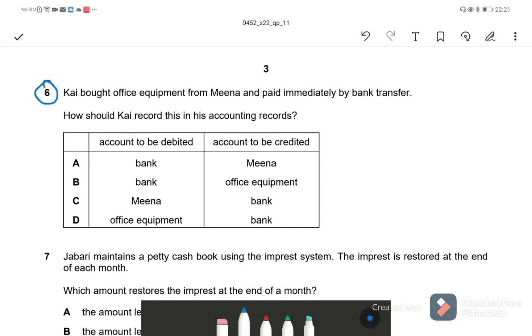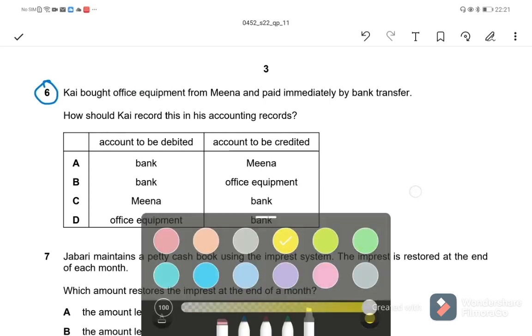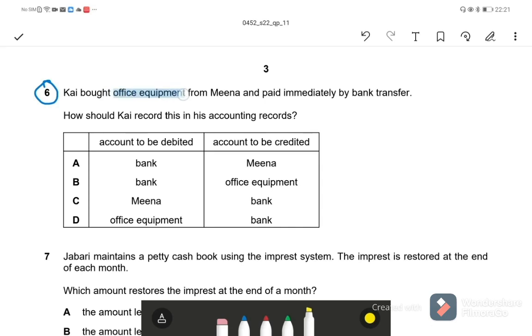Question number 6. CAIE bought office equipment. He purchased office equipment from Meena and paid immediately by bank transfer. How should CAIE record this in his accounting records? He purchased office equipment and paid by cheque. Bank transfer means the payment was made by bank. So asset account increase will be debited.